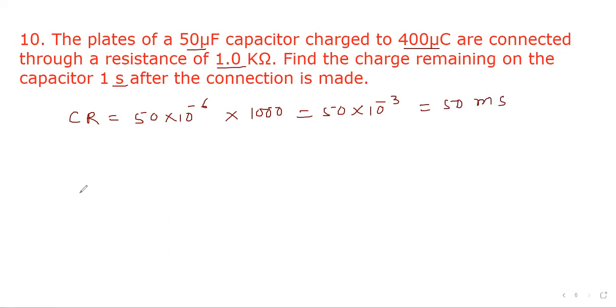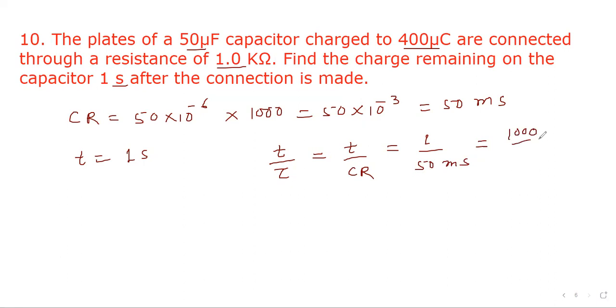Now, the time is given, t equal to 1 second. So if we find the ratio t upon tau, that is t upon CR, so 1 divided by 50 milliseconds, that is 1000 divided by 50. So it will be 20. Now, the charge remaining on the capacitor after 1 second of connection is made. So Q is given by Q0 e to the power minus t upon tau.